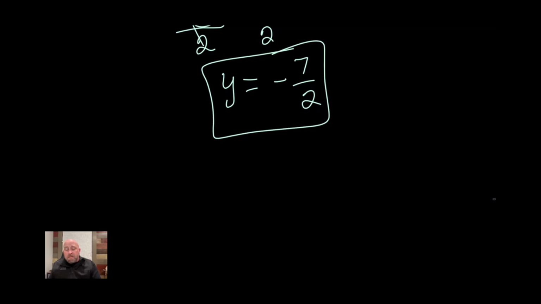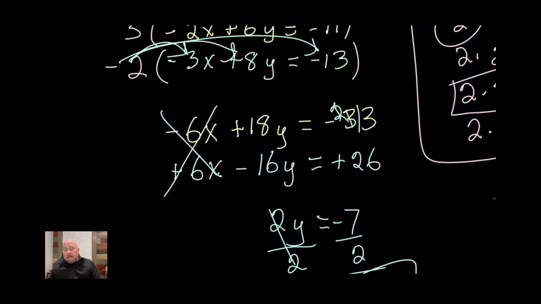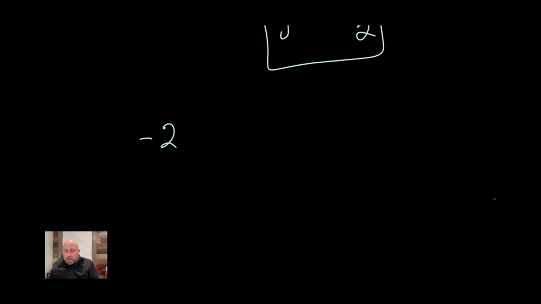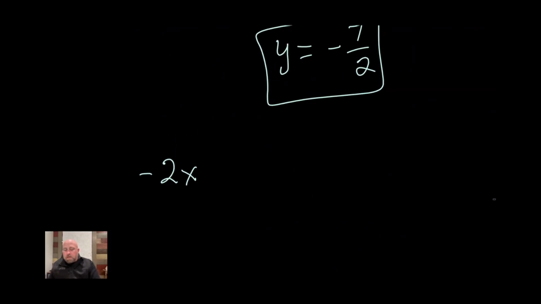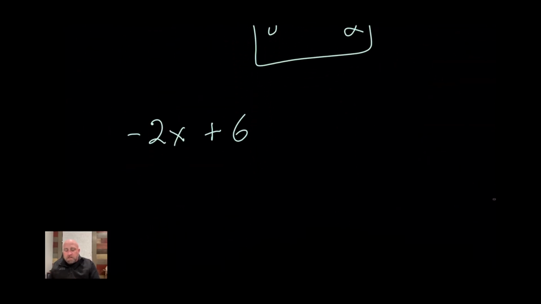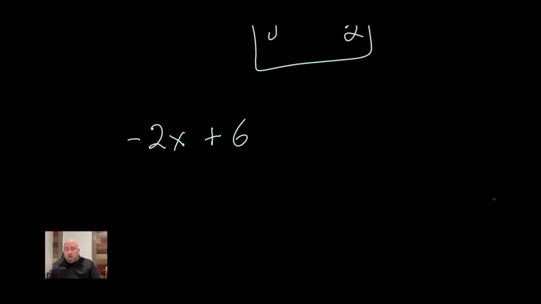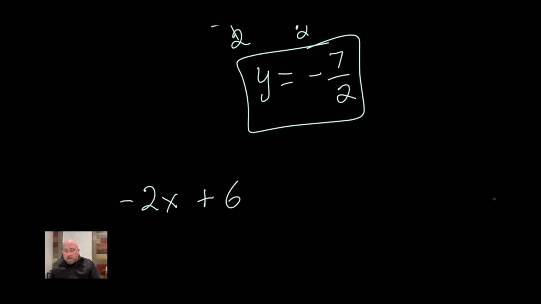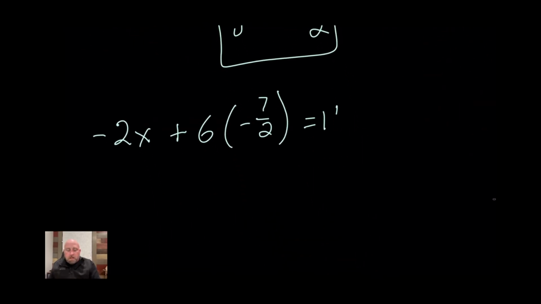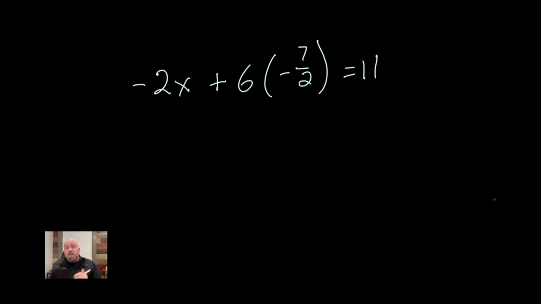Once I get my negative 7 over 2, I have to plug it back in. To which one? It doesn't matter. Just pick one of these, whichever one you like. Let's use the first one, minus 2x, plus 6y, but we're not using our old y. We're using this new y that we got, times negative 7 over 2, and then equals 11. And then we're just going to solve this, and this is going to give us our x number.